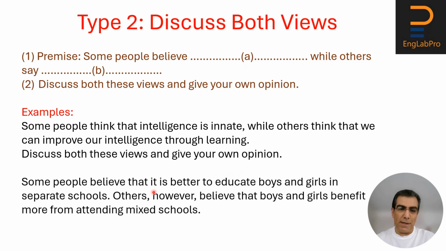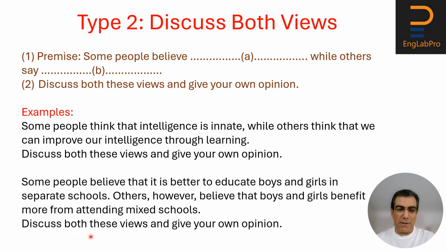Let's go through another example. Some people believe that it is better to educate boys and girls in separate schools. This is the first idea. Others, however, believe that boys and girls benefit more from attending mixed schools. And it says discuss both these views and give your own opinion. So as you can see here, we have two opposing views, and then the question asks you to discuss both of them and then give your own opinion.